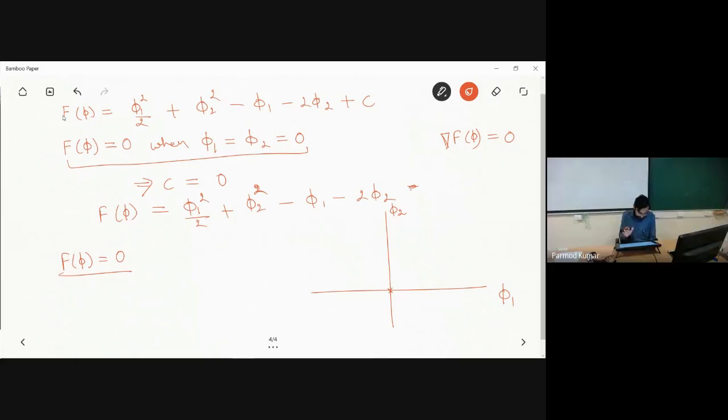Now, as I told you, this particular function I want to plot over the phi1 and phi2 graph when my f of phi is equal to 0. So simply what I have to do is write phi1 square by 2 plus phi2 square minus phi1 minus 2 phi2 equal to 0.